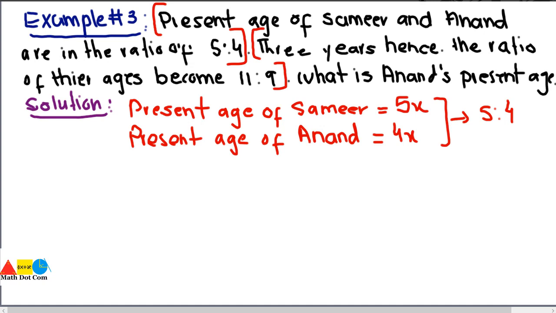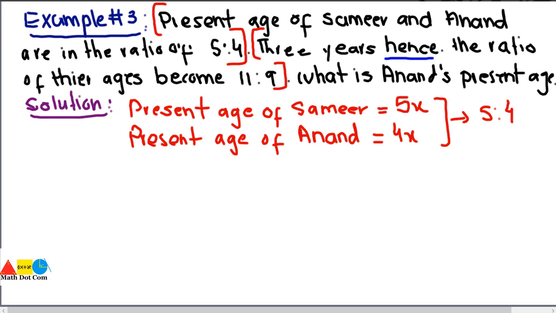Then we have to write part 2 of the question, that is, 3 years hence the ratio of their ages becomes 11:9. Now 3 years hence means after 3 years their ratio of ages becomes this. So it means before 3 years it was 5x and 4x, and after 3 years it becomes 11 and 9.